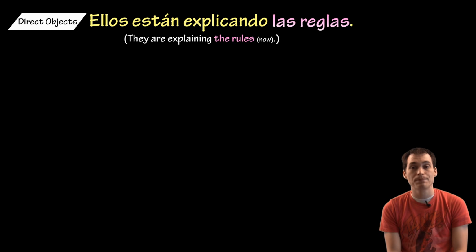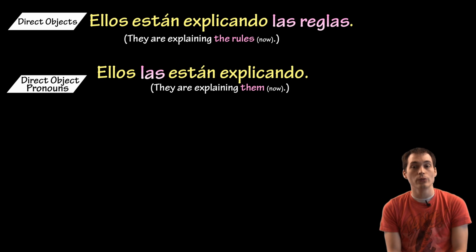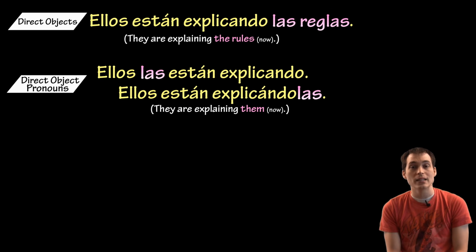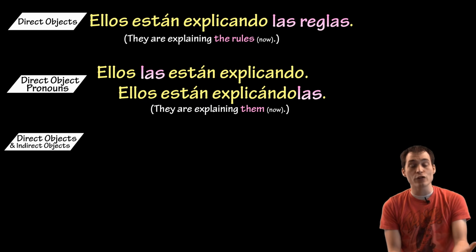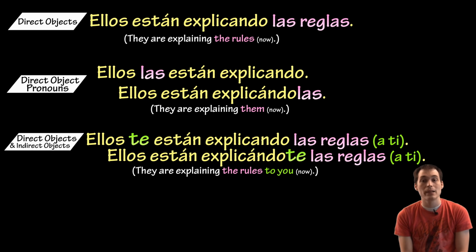And the other example, ellos están explicando las reglas, where we have the direct object. We want to change it to a direct object pronoun. Ellos las están explicando, o ellos están explicándolas, with the accent over the vowel before the NDO. But if we wanted to add the indirect object also to the sentence, ellos te están explicando las reglas, o ellos están explicándote las reglas, with the accent mark on the ing form.